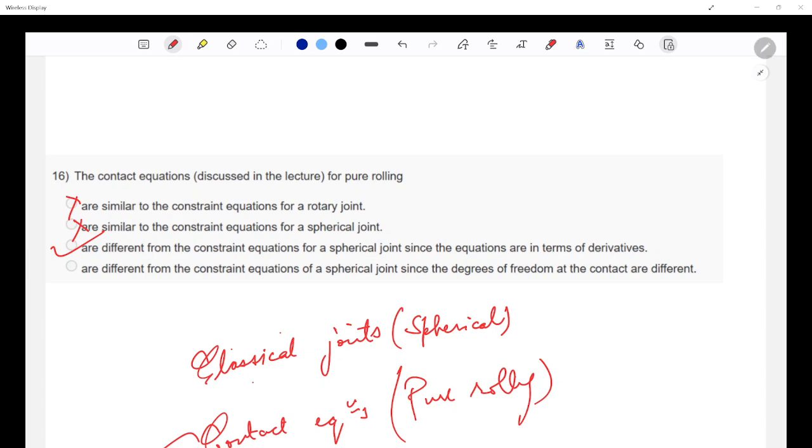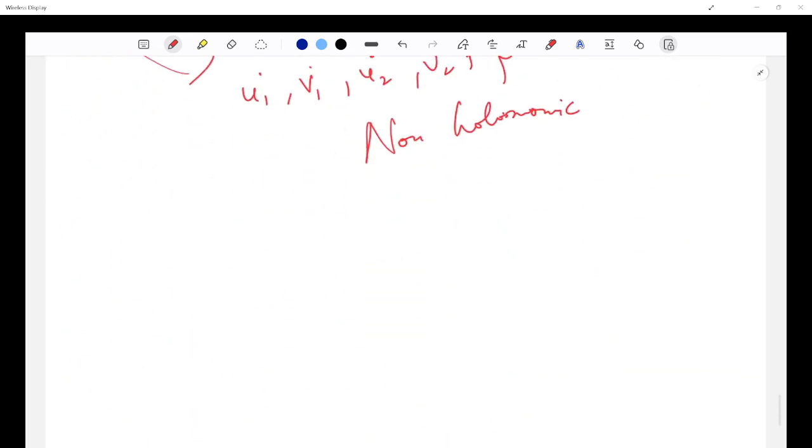And the fourth option, different because degrees of freedom are different, is false. That is not the key reason emphasized. The main reason is the derivative-based equation, so this is wrong. For contact equations, you have to understand that there are velocity constraints. These are differential equations and they are non-holonomic constraints. Whenever you see joint constraints, they are position constraints, algebraic equations, and holonomic. So a joint constrains the position, but rolling contact constrains the velocities. That is the key idea. Okay, let's move to the next question.